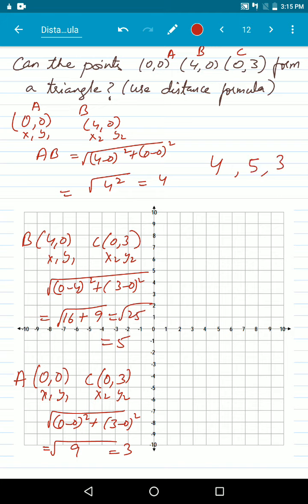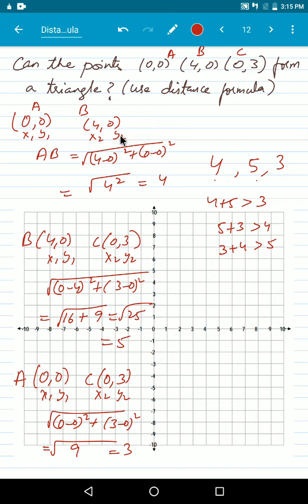Now you take any two sides. See, 4 plus 5 is greater than 3. You take 5 plus 3, it is greater than 4. You take 3 plus 4, it is greater than 5, right? So if you are adding any two sides, that sum is greater than the third side. Hence, these 3 points will form a triangle.